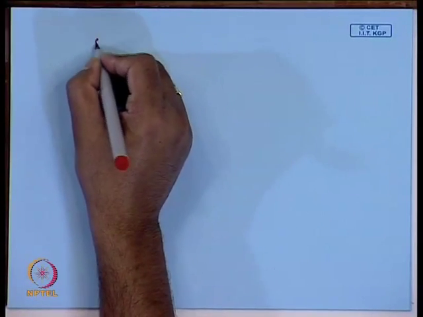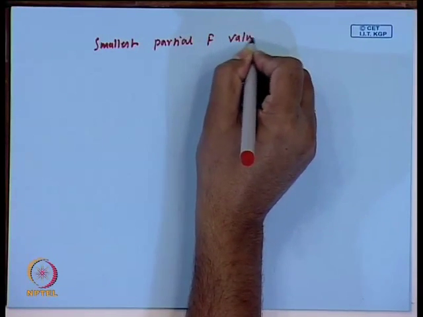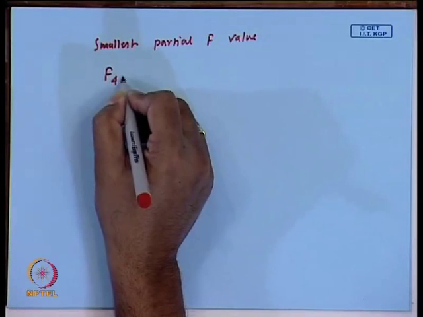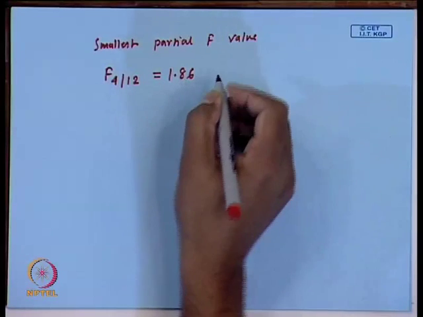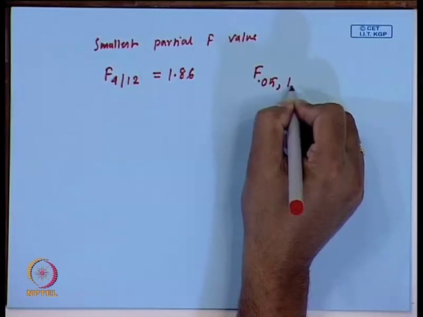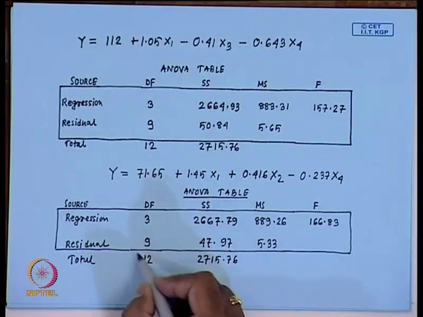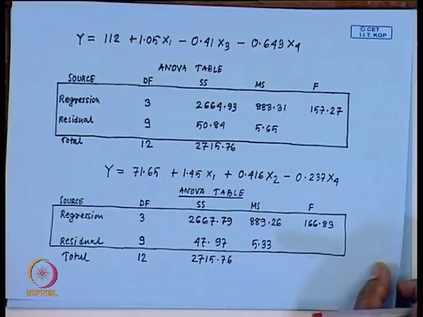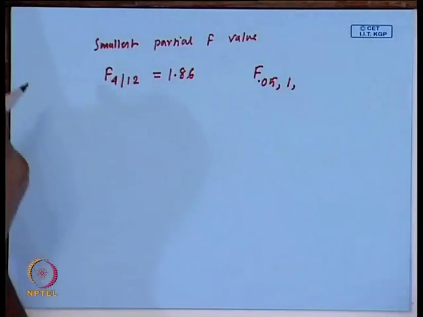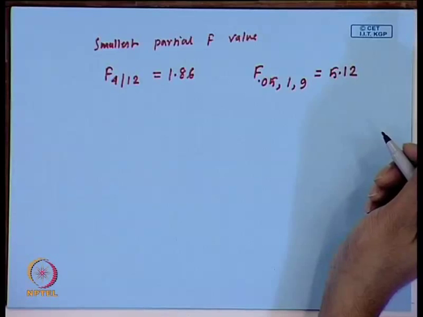So, let me write down the smallest partial F value, F4 given 1, 2, is equal to 1.86, and the tabulated value is F 0.05 with degree of freedom 1, and here now the error degree of freedom is not 8, it is 9, because this is our full model at this moment. Sorry, the residual degree of freedom is 9. Okay. The residual degree of freedom is 9 and this value is equal to 5.12 and this is the F out.